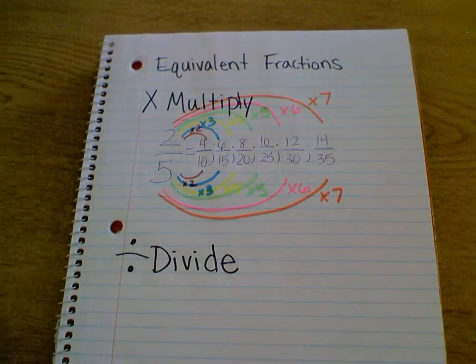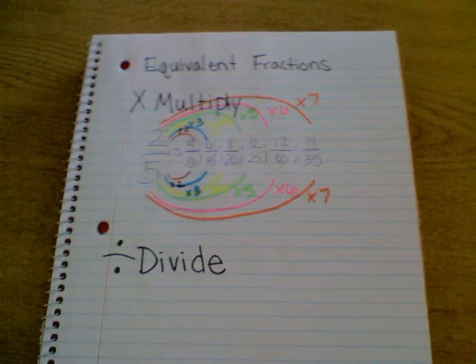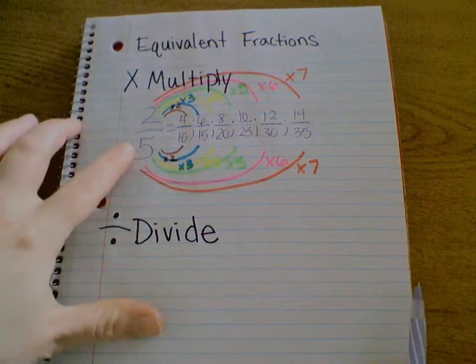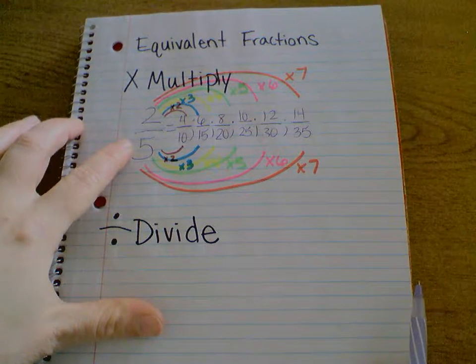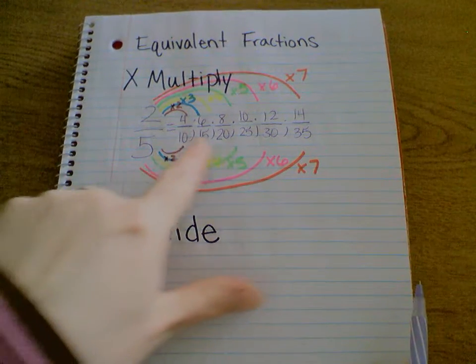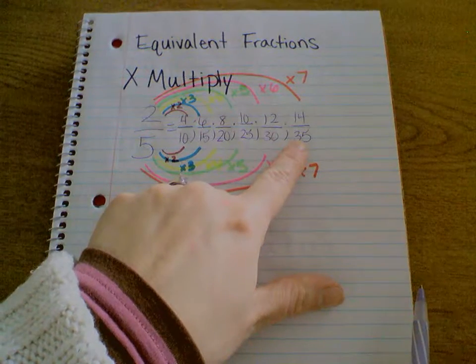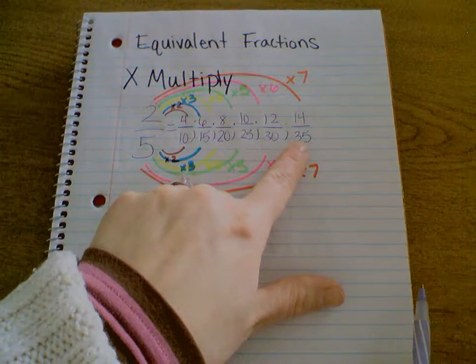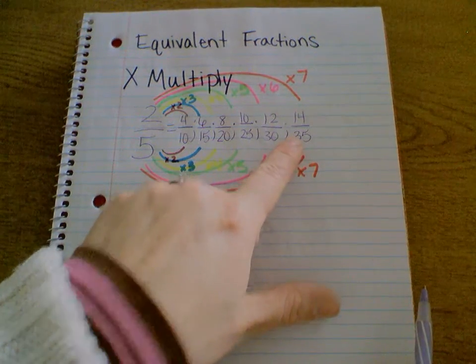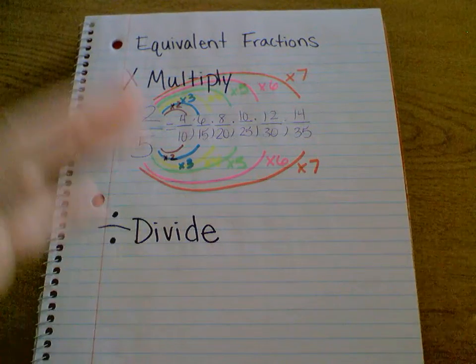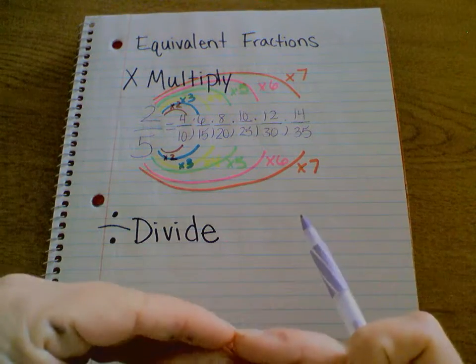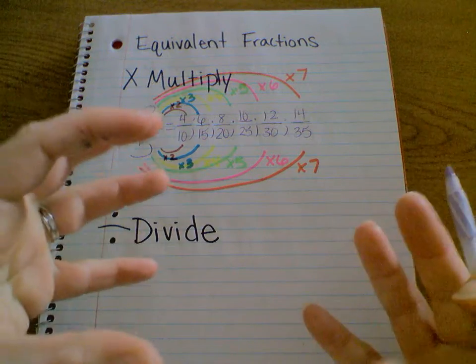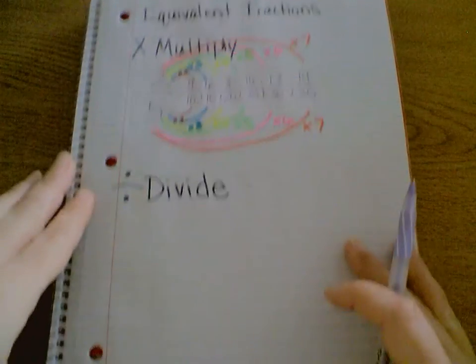Now, how can it work for division? Division would not work for a fraction like 2/5, but it would work for fractions like all of the ones that we listed for 2/5. Why would it work for those? Because those numbers in the fractions are a lot bigger, and I can make the numbers become smaller. And that's what division does, it makes a big number become a smaller number, just like subtraction.